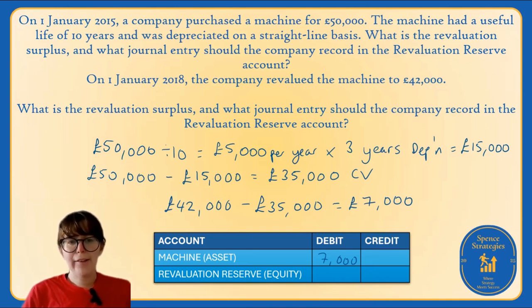For every debit, there has to be a credit. So in our revaluation reserve account, we are going to credit this £7,000. And that is how you would simply approach an upwards revaluation question in your exam.